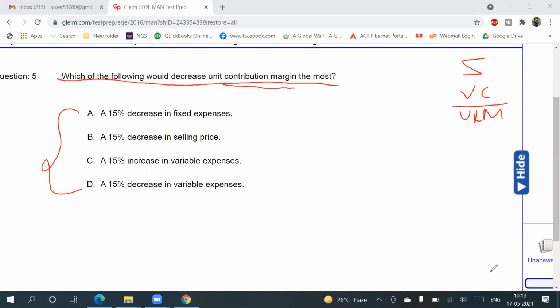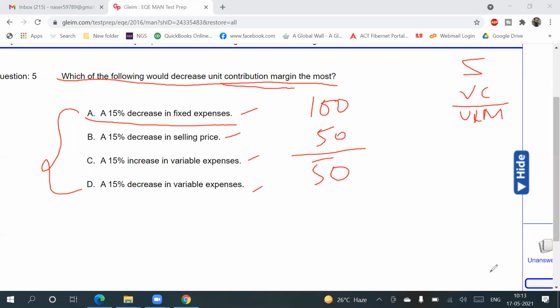Now, how are you going to do that? Take an example. Sales is 100, and your variable cost is 50. Then you have your unit contribution margin as 50. Now, what you do is apply all these four items which are there in here. First, a 15% decrease in fixed expenses.